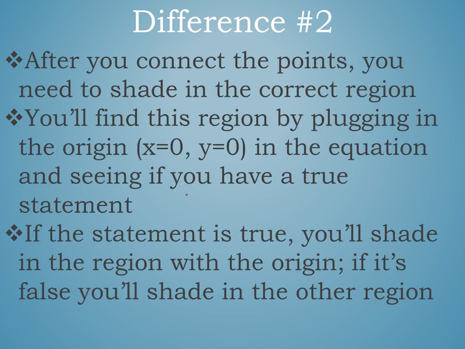Now, after we connect our points, we need to figure out which region we shade in, which one represents the actual solutions for this set. The easiest way to do this is to plug in the origin point, 0, 0. X equals 0, y equals 0 into the original equation to see if you have a true or false statement. If your statement is true, the region you'll shade in will include the origin. If your statement is false, you'll shade in the opposite region. And I'll show you what that means in a little bit.